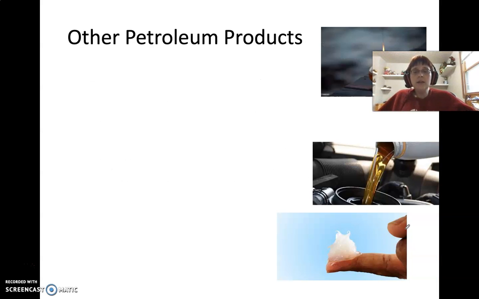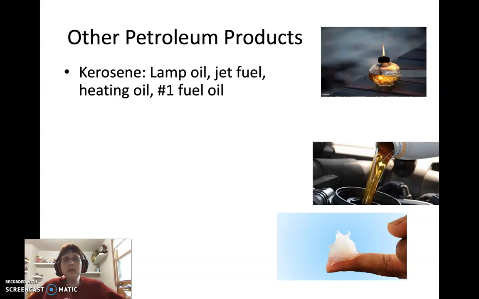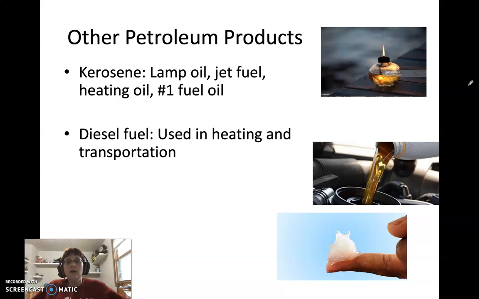All right, so what else can we get out of petroleum? There are lots of products, and as I said, we're going up in number of carbon atoms. So we can get things like kerosene, which gets us things like lamp oil that you can see over here. This is also the section where you get jet fuel, heating oil, fuel oil, any of those kinds of materials. Next up will be diesel fuel. Diesel fuel is a larger carbon hydrocarbon, so it's got a higher number than gasoline. We use that for transportation, but also in heating. There are generators that run off of diesel.